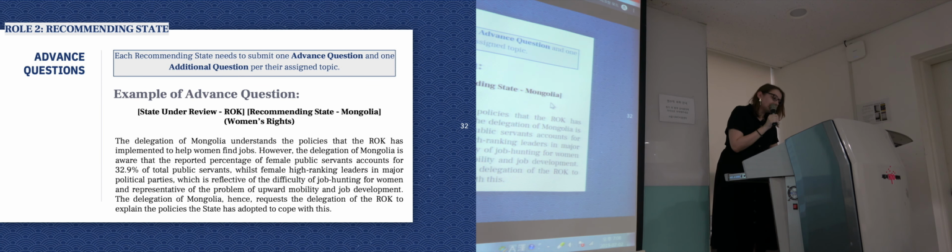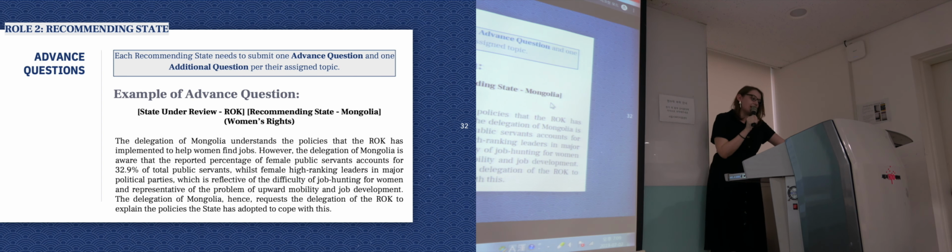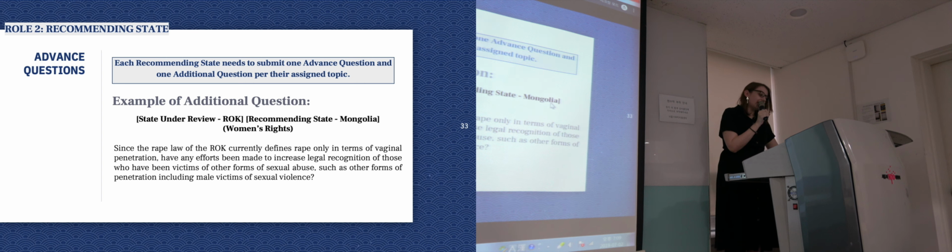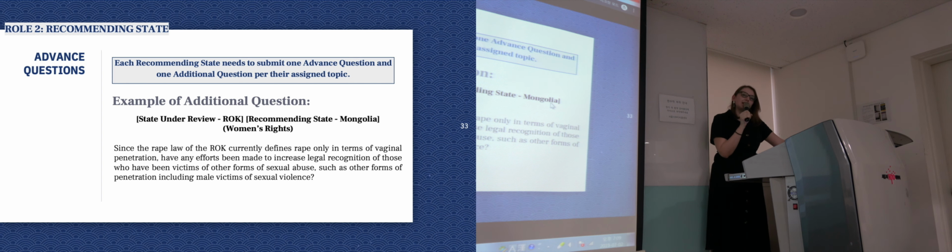So this is an example of an advanced question. This is an example that we saw last year again. This was from Mongolia towards the state under review of South Korea in regards to women's rights. So you can see that this team has done their research, they have statistics, it's well phrased. Again, you can find more examples regarding how to structure advanced questions on the website. And then here we have an example of an additional question. You'll notice that it doesn't have to link directly to the question that was presented before, but it still needs to pertain to the wider given thematic issue that you're addressing at that time.